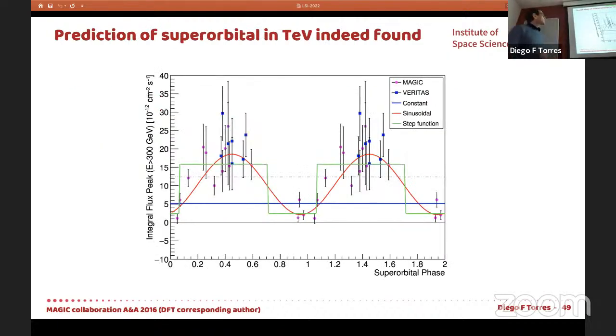The prediction of the superorbital variability in TeV was indeed found 4 years later, in 2016. First we have all these points in MAGIC and VERITAS, and then we detected this in 2016, exactly at the minimum of the prediction. And this is the sinusoidal fit. It's actually not a fit, because the period is fixed here to the superorbital period.